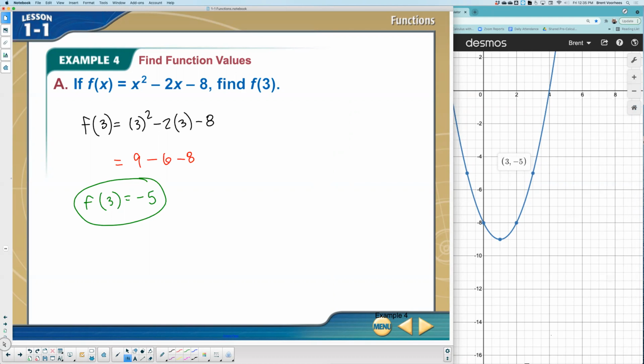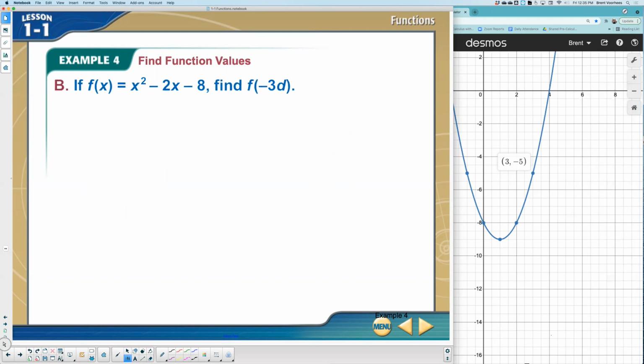All right, let's try part B here. Part B says if f of x equals, well, same equation, find f of -3d. So same concept, but this time you don't have to be substituting in an integer. You could really substitute anything into the function f. So anywhere I see an x, the x is going to get replaced, this time with -3d. I use parentheses because it helps me keep my math in order and do things correctly.